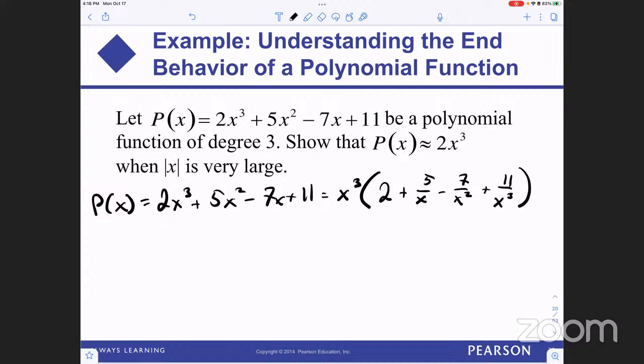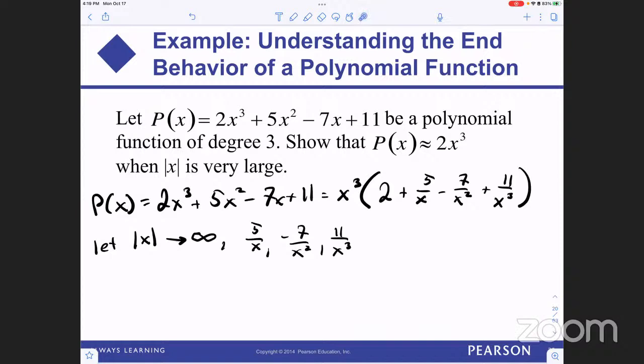All right. So now what we want to do is let the absolute value of x get very large. Let it run to infinity. Okay. So as the absolute value of x goes off to the far right, then the terms, this 5 over x, this negative 7 over x squared, and this 11 over x cubed, right?